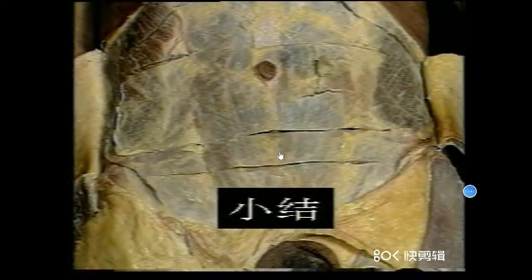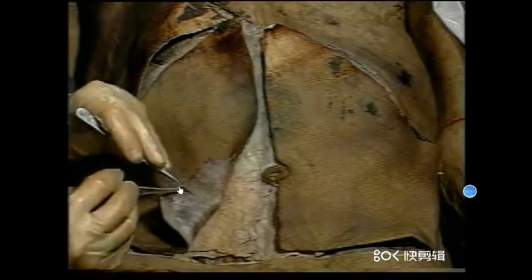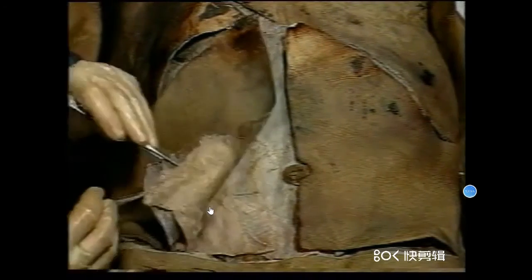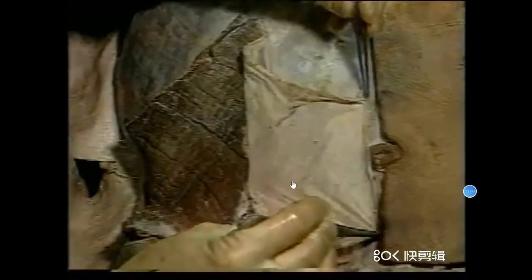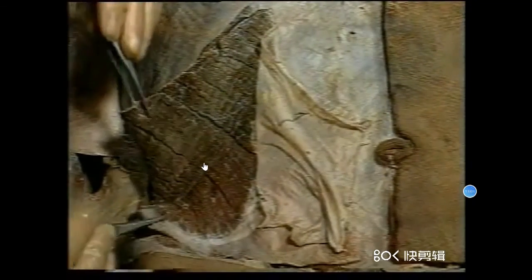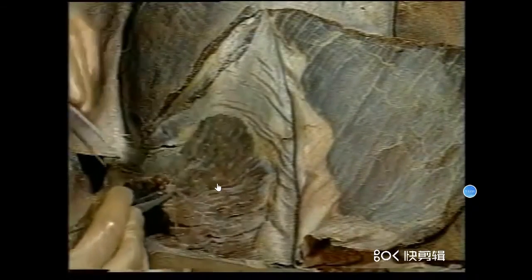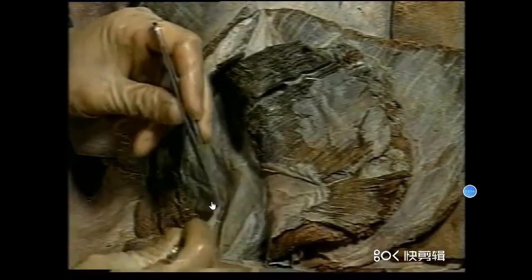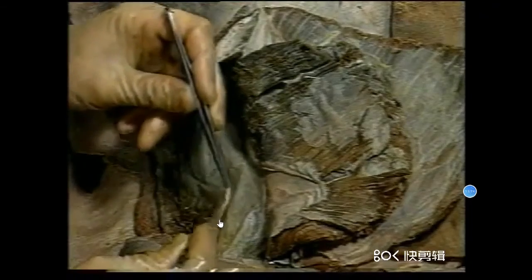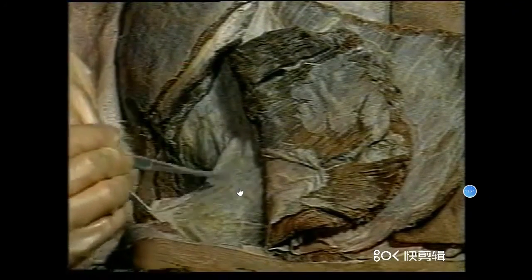Okay, summary. Let's summarize the layers of the abdominal wall. The first layer, skin. The second layer, superficial fascia. The third layer is the deep fascia of the obliquus externus abdominis. The fourth layer, muscles. First muscle, obliquus externus abdominis. Obliquus internus abdominis. Transversus abdominis. The fifth layer is the transversalis fascia. The sixth layer is the extraperitoneal tissues. And the seventh layer is the parietal peritoneum.